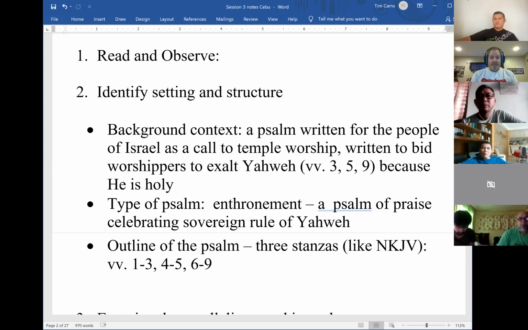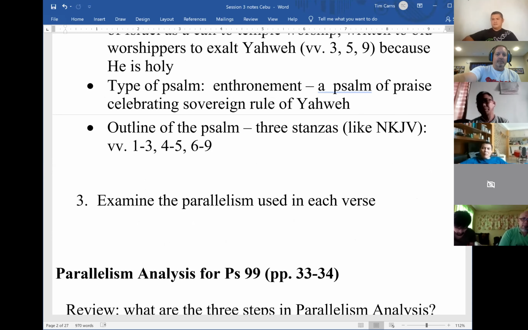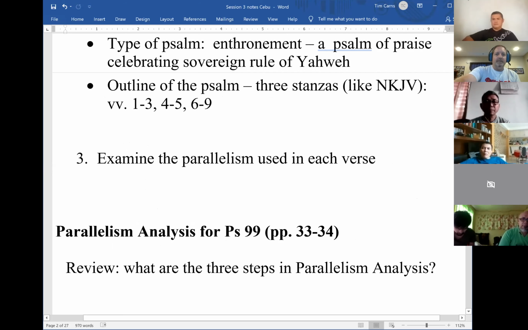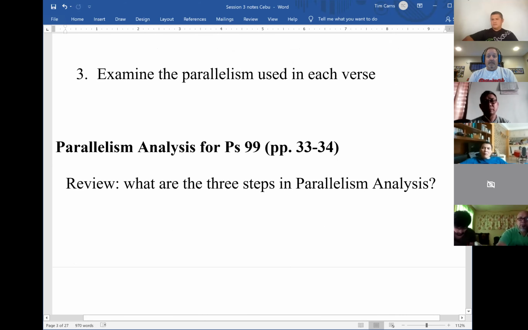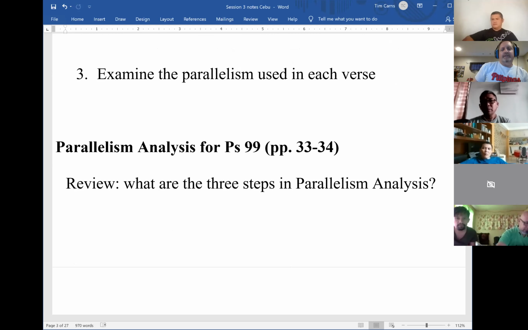And then we talked about the type of psalm, an enthronement psalm, which focuses on the sovereign rule of God. And then the outline we've discussed already, and those are in notes that I've posted for you guys. And from there, the third step, these are the first two steps: read and observe, identify the setting and the structure. And then we go to the third step, which is examine the parallelism used in each verse. And again, I remind you that in the Psalms and Proverbs, parallelism is used quite extensively. When you go to other poetic texts, such as the prophets, it is poetry, but parallelism is not as common. So don't assume that it's always in every verse. Sometimes you won't find it, but you should find it in most passages in Psalms or in the Proverbs.